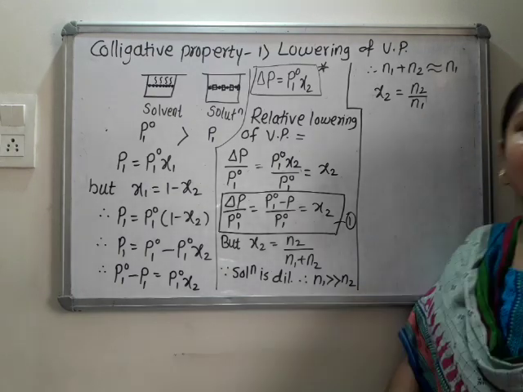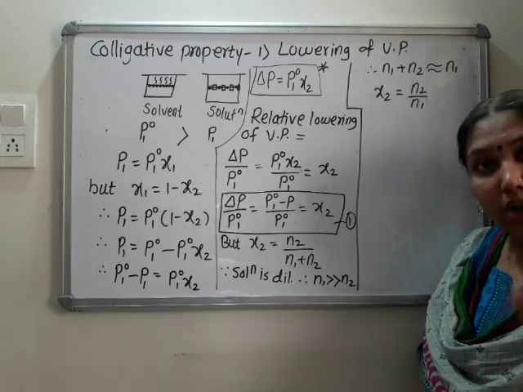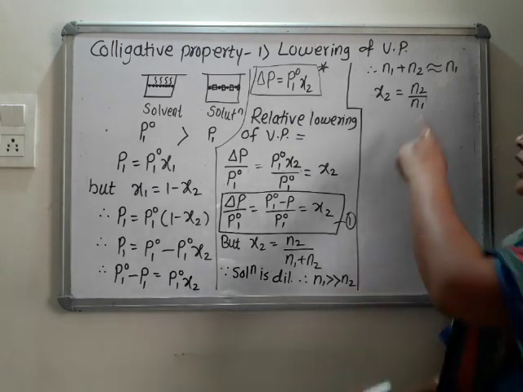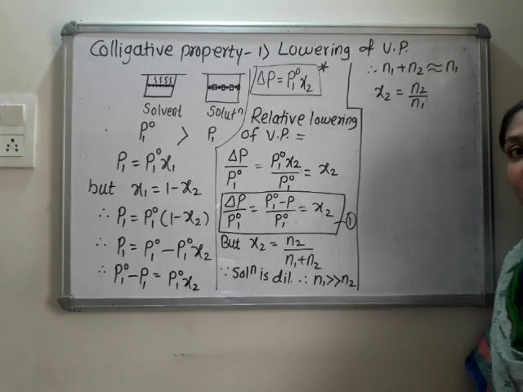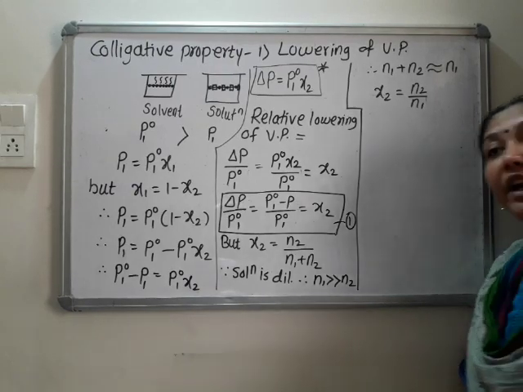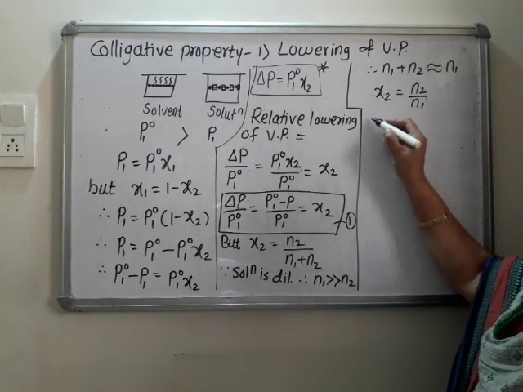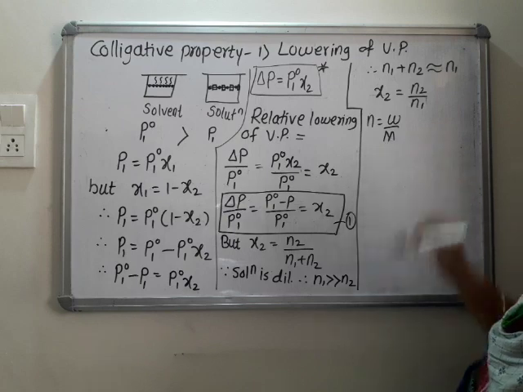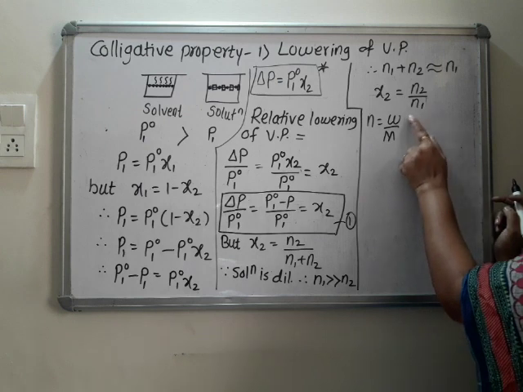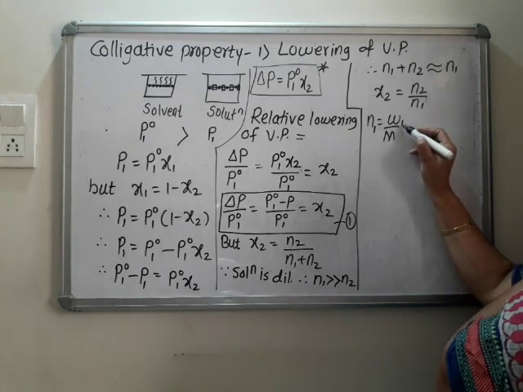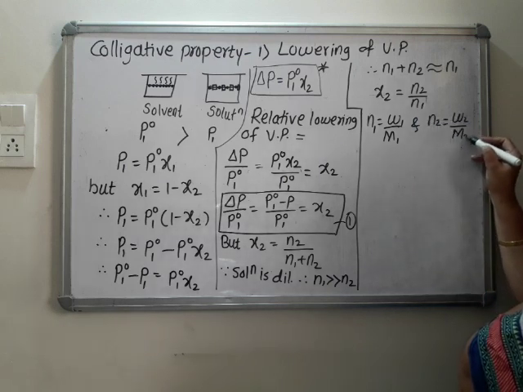N2 means number of moles of solute, and N1 means number of moles of solvent. I said 1 for solvent, 2 for solute. How do we find number of moles? Given weight upon molecular weight. So N is nothing but given weight upon molecular weight. So we can write N2 is W2 upon M2 and N1 is W1 upon M1.